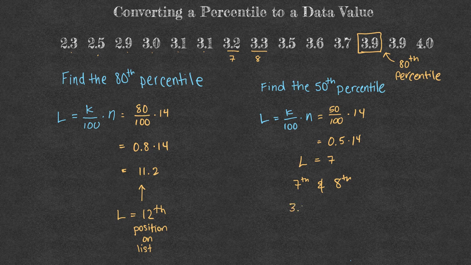So we're going to take 3.2 plus 3.3, divide that sum by 2, and we get 3.25. So a GPA of 3.25 defines the 50th percentile. So it's okay that that number is not actually one of our data values. What we're saying is that the 50th percentile would be defined by that GPA.